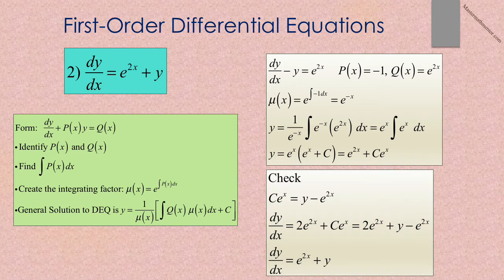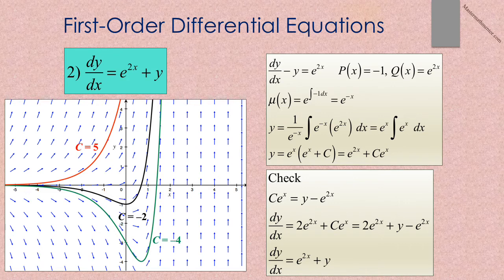To check our work, first we move some terms around in our solution, and we get c e to the x equals y minus e to the 2x. Taking the derivative of our solution, we get dy/dx equals 2 e to the 2x plus c e to the x. But we just said that c e to the x is y minus e to the 2x. Therefore, dy/dx is equal to 2 e to the 2x plus y minus e to the 2x, and therefore dy/dx is equal to e to the 2x plus y.